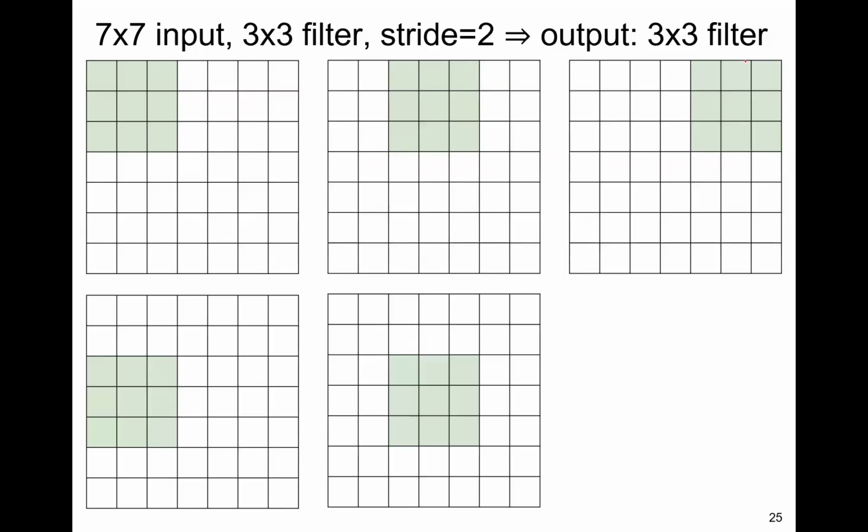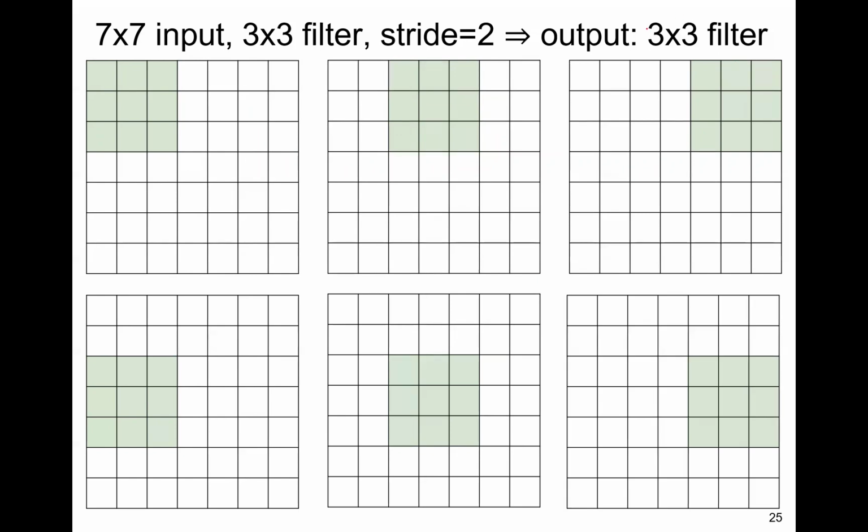So if you have a 3x3 filter and stride is 2, then the output is 3x3 because on the top 3 positions, you have 3 possible positions to slide this filter, every time moving by 2 pixels. Similarly for the vertical direction. So the output is 3x3.